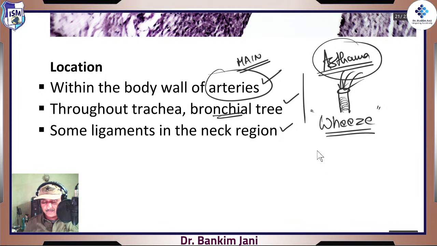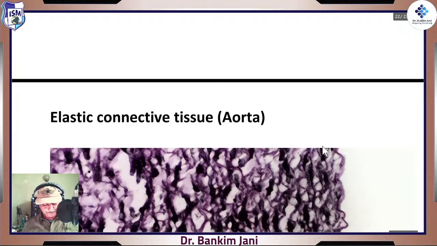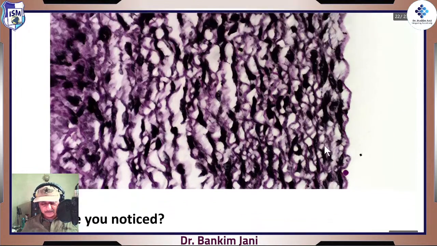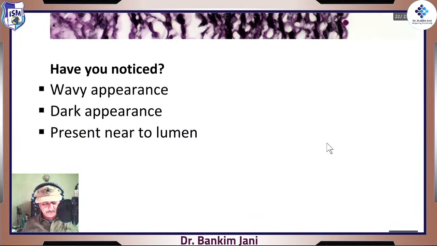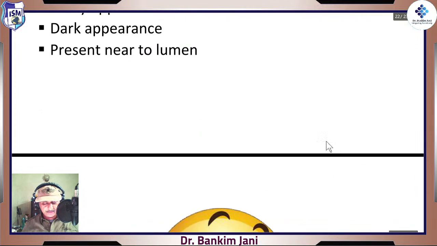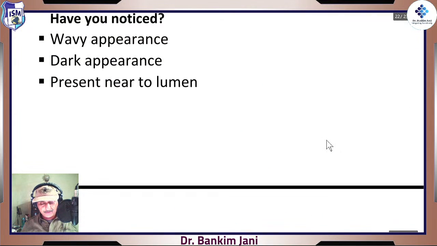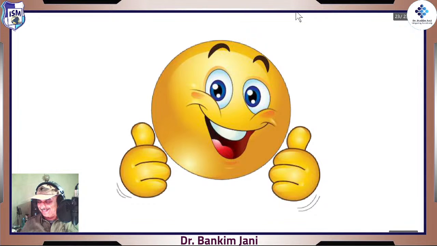So in asthma, what happens? This bronchial tree is constricted. So when it is constricted, it leads to this wheeze sound. Right? So that's the zoomed view. These are the wavy appearance, dark appearance, and they are present near the lumen. Right? Okay. So this was the connective tissue part.